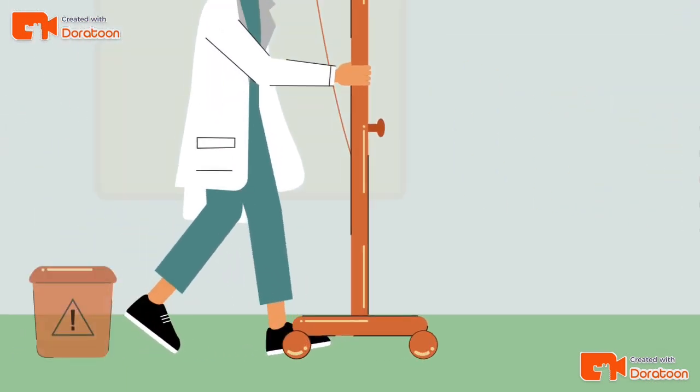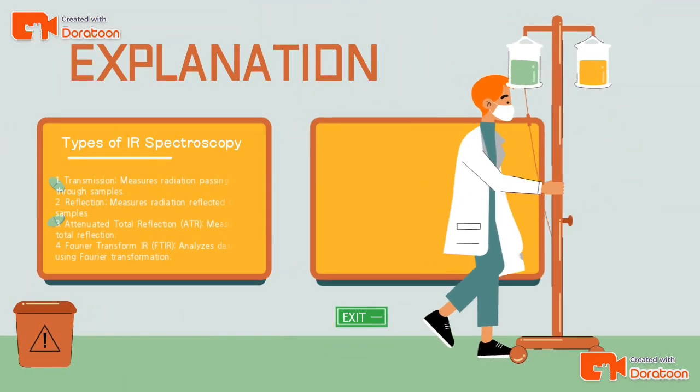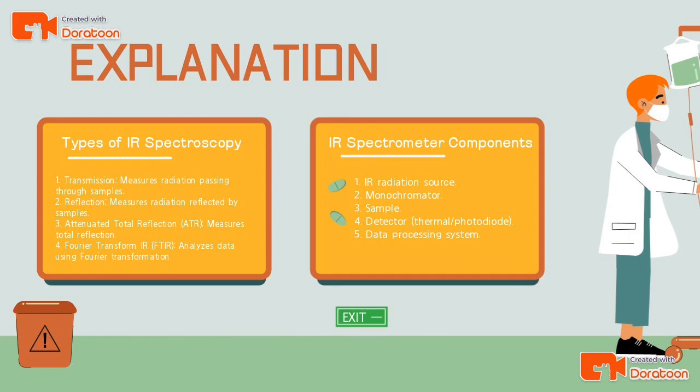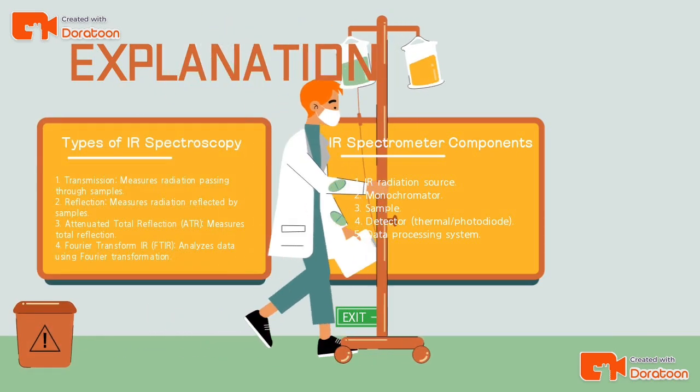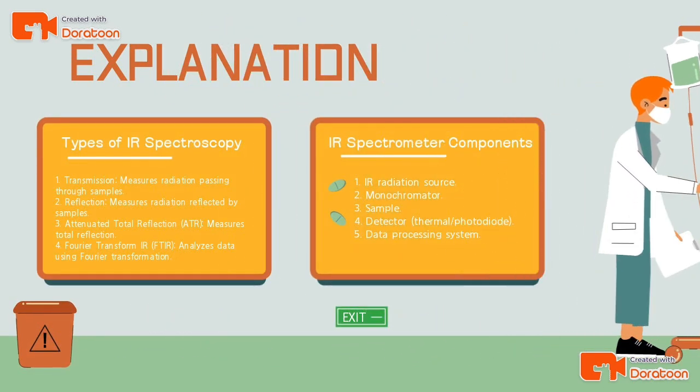Types of IR spectroscopy. 1. Transmission measures radiation passing through samples. 2. Reflection measures radiation reflected by samples. 3. Attenuated total reflection measures total reflection. 4. Fourier transform, FTIR, analyzes data using Fourier transformation.